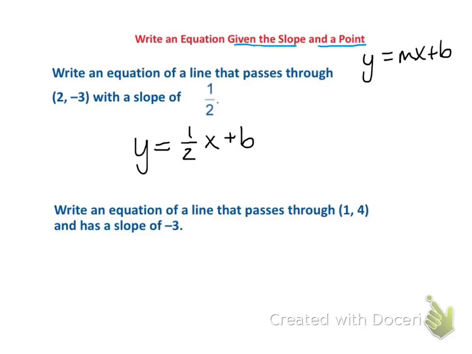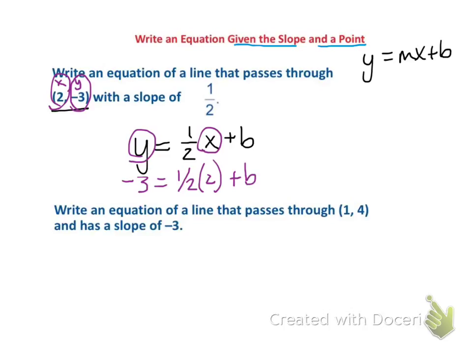Now at this point in time, we don't know the y-intercept. This ordered pair here is not a y-intercept. However, we can use it to find the y-intercept. Remember, an ordered pair is written x comma y. And notice what we have right here: an x and a y. So instead of y, I'm going to write -3 equals 1/2. Instead of x, I'm going to write 2. And then the plus b.